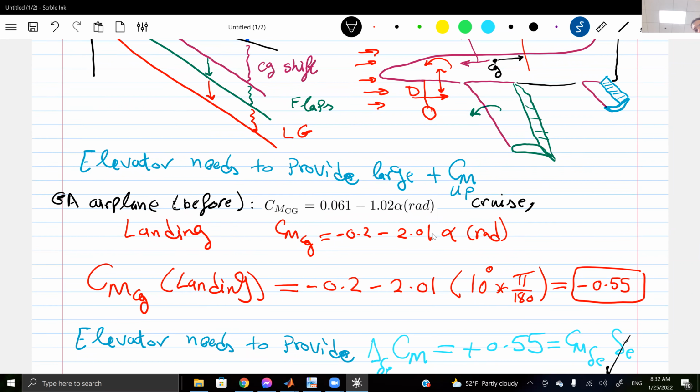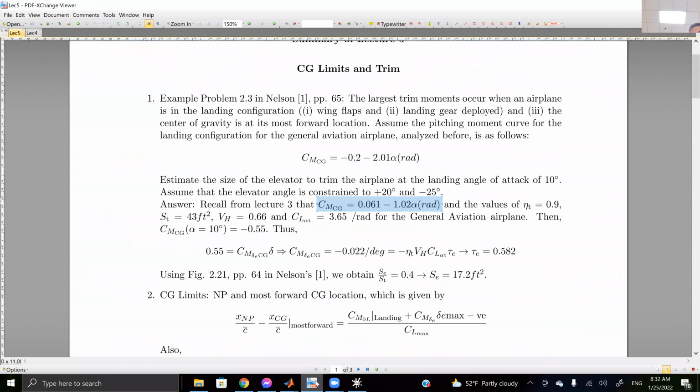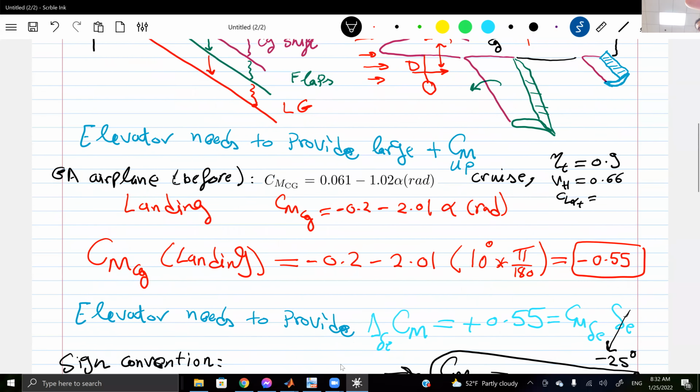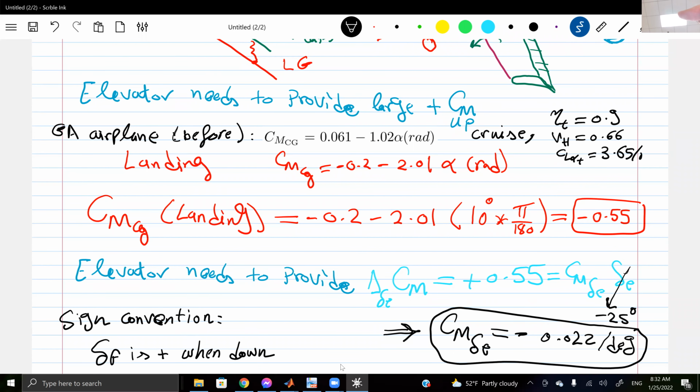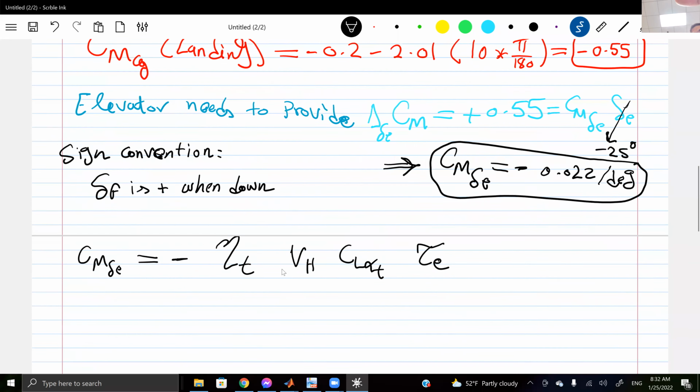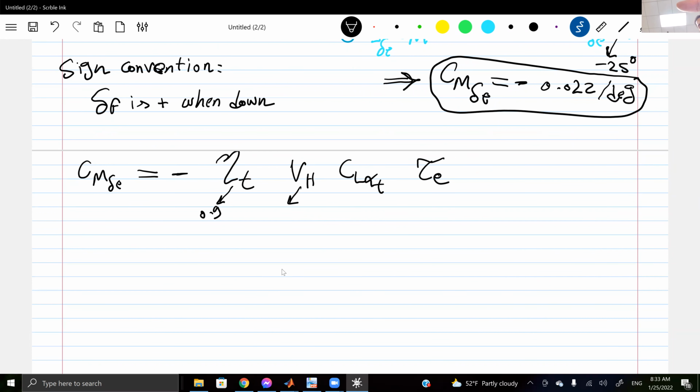Let's have these characteristics from the airplane we considered before. Eta tail was 0.9, VH was 0.66, CL alpha tail was 3.65 per radian. And on the other hand, I have the required value of negative 0.022 per degree, right? So the only unknown in this equation is tau elevator, and I'm going to get it.